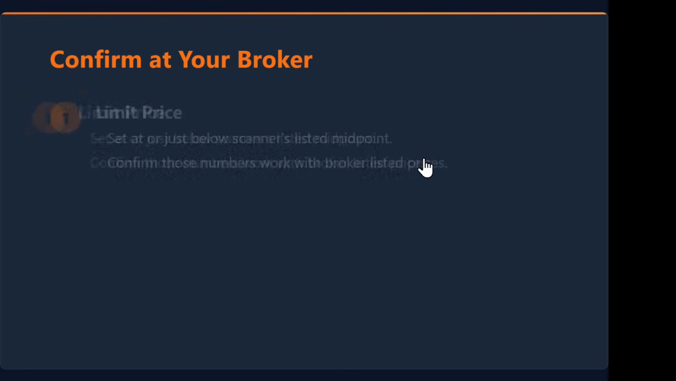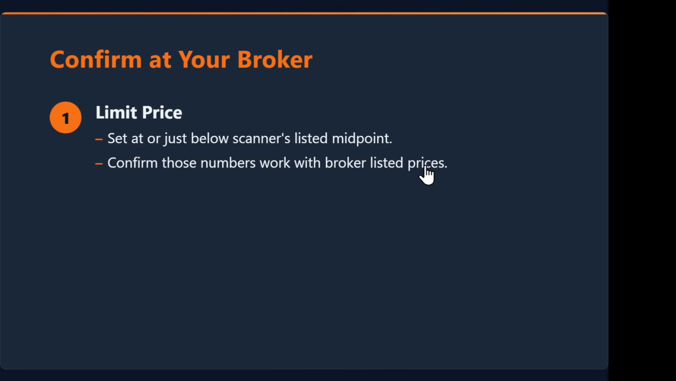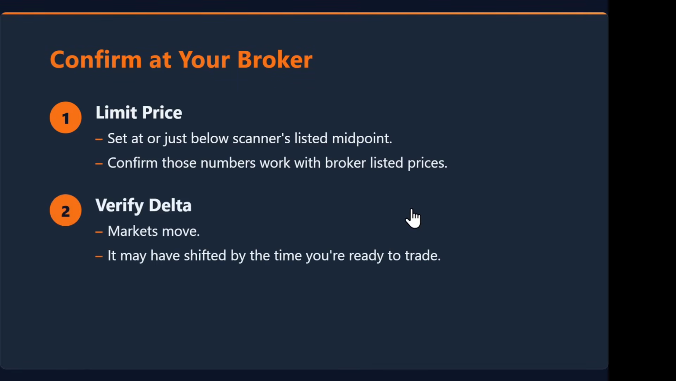Once you've made your pick, take the strike and expiration to your broker and confirm before placing the trade. 2 things to check. Check the scanner's midpoint price in the top candidates table. When you go to sell, you'll probably set your limit price somewhere close to that, maybe just below it. Make sure that limit price still makes sense in the current market. And verify the delta one more time. Markets move. The delta you saw during the scan may have shifted by the time you're ready to trade. The scanner's job is to narrow the field. You make the final call and confirm the details at your broker.